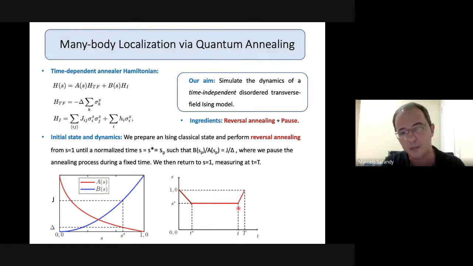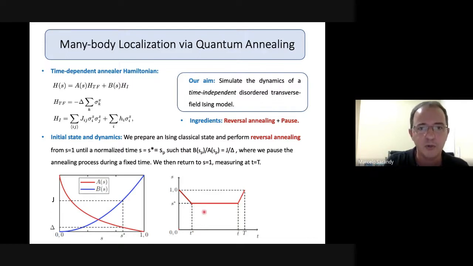And then at the end, we put S to go back to 1 again, and we measure the state of the system at the end, right? So we can implement a time-independent transverse field Ising model by using this pause here.